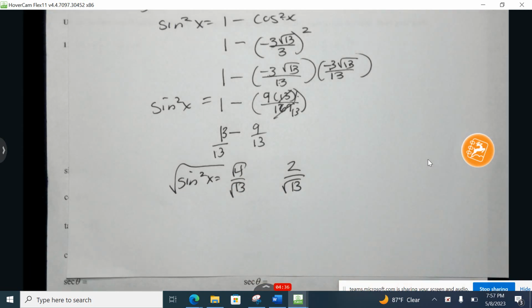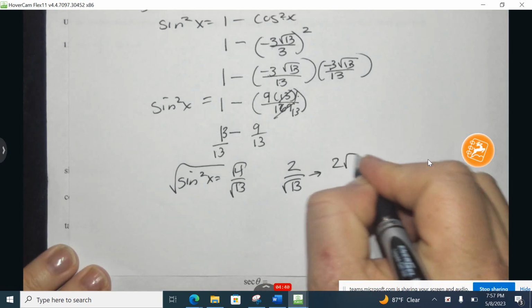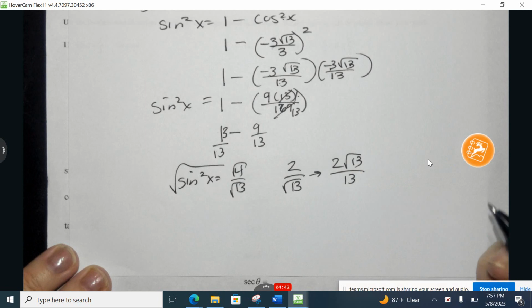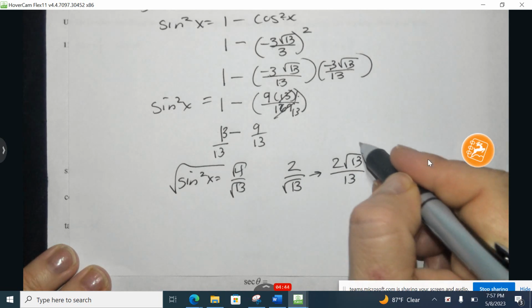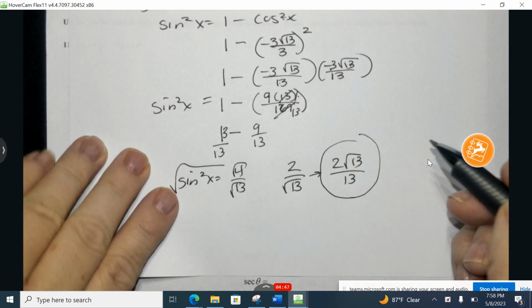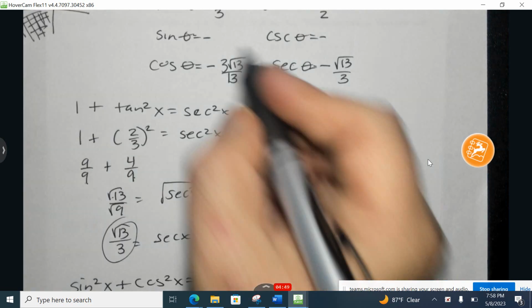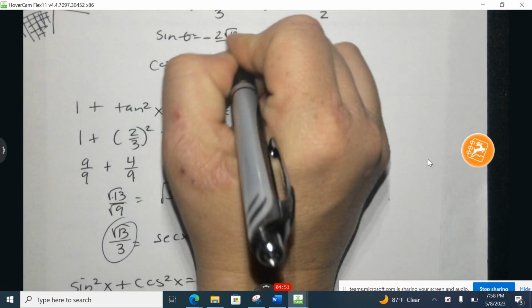So how can I rewrite this in a different form, but keeping the same value? Push the square root of 13 to the top, and the 13 remains at the bottom. All right, this is what the sine is equal to: 2 radical 13 over 13.